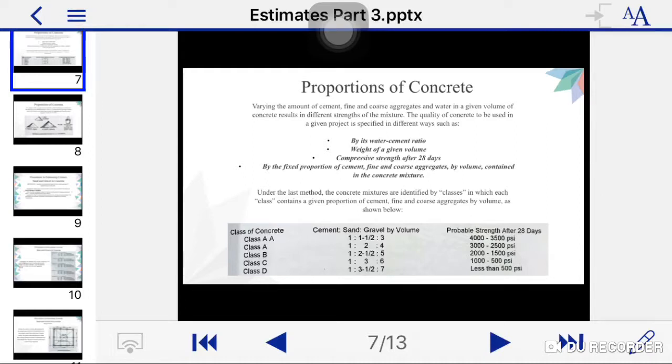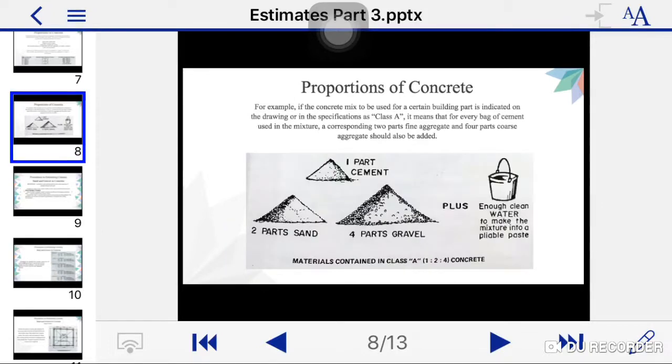And the last two are the class C and the class D. Class C is 1:3:6 with a probable strength of 1,000 psi, equivalent to 6.7 megapascal. And last, class D, 1:3.5:7, less than 500 psi. So 500 psi is equivalent to 3.45 megapascal.